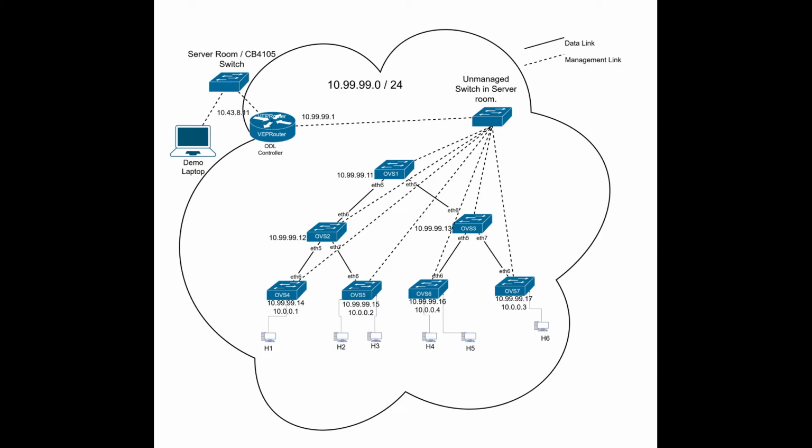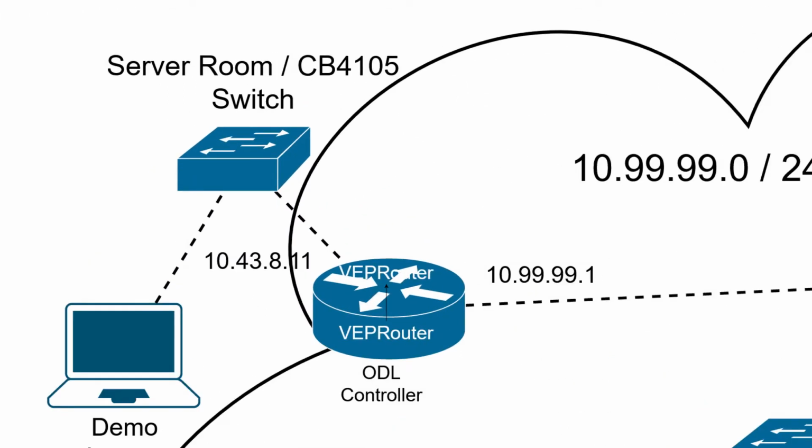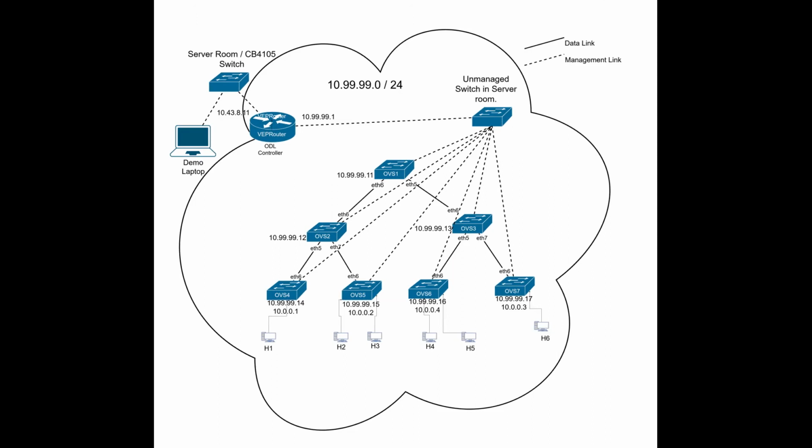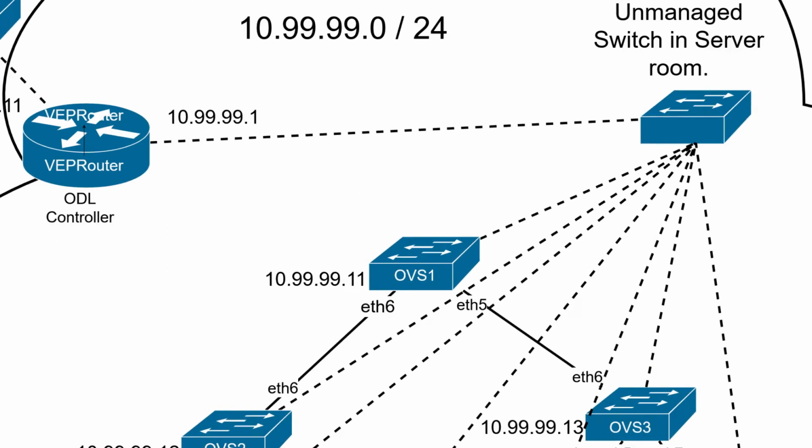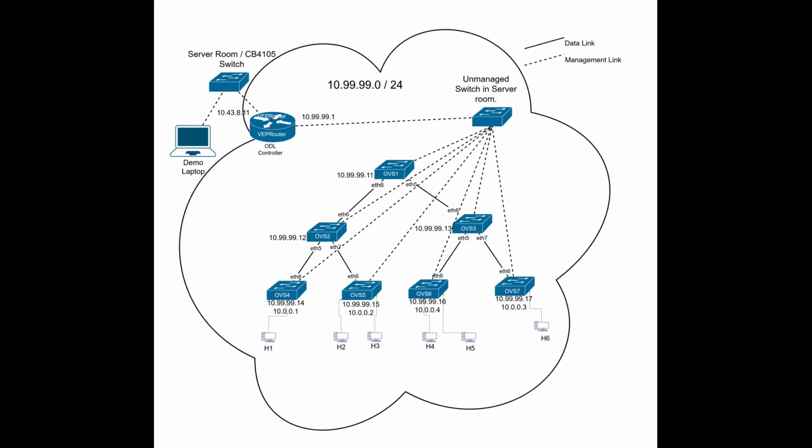We have implemented our core, distribution, and access layers using our Dell VEPs that are running Red Hat on them. We have our OpenDaylight controller running on this VEP router, which will be installing the flows onto this OVS1 switch. We have 6 simulated hosts under our access layer as shown in the topology.